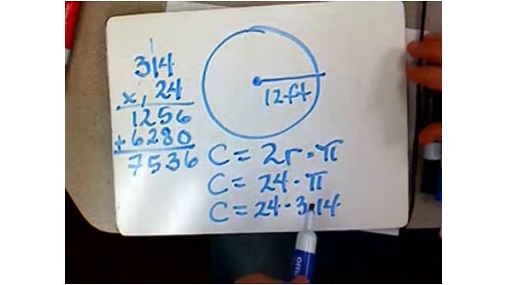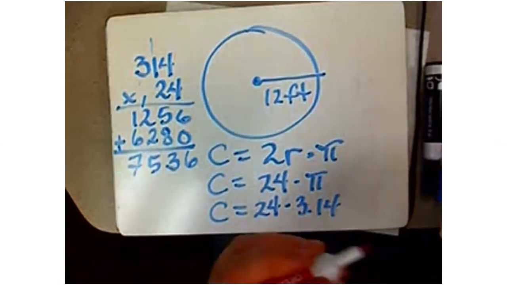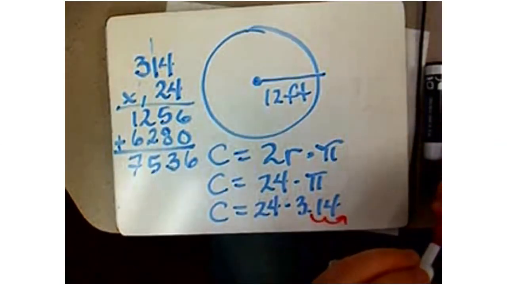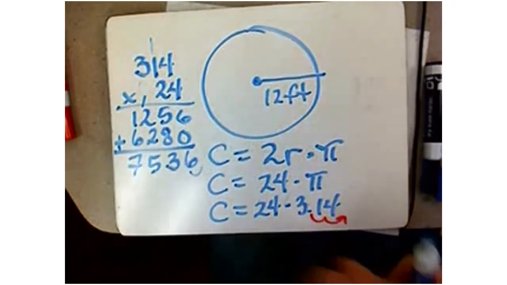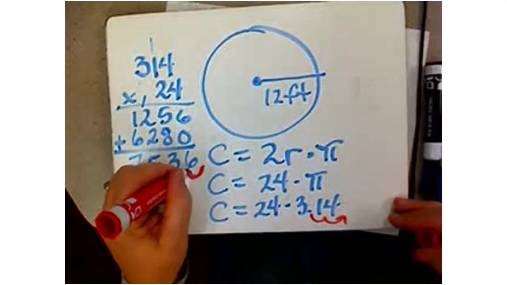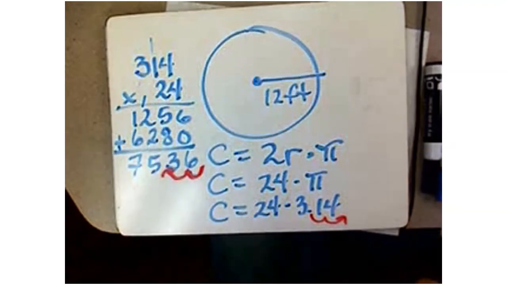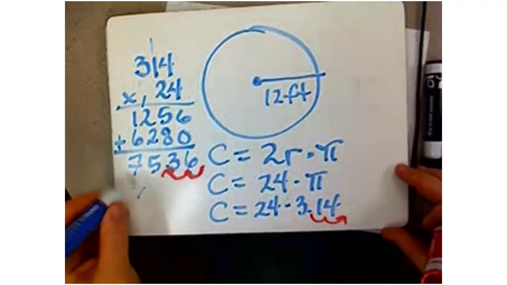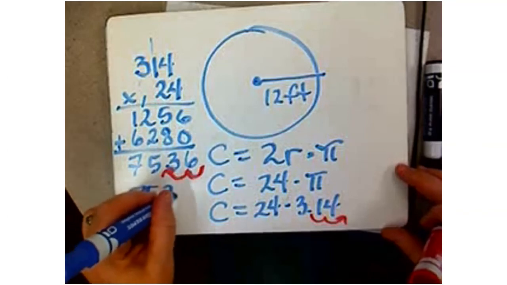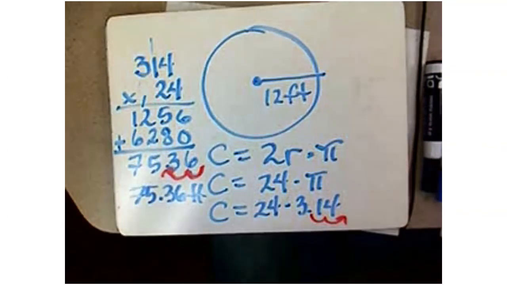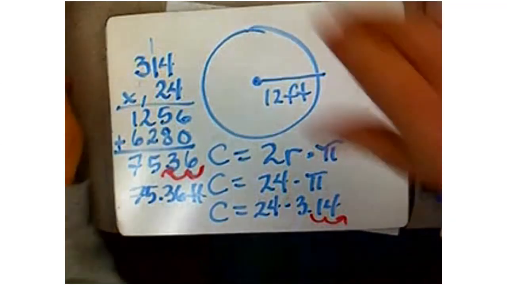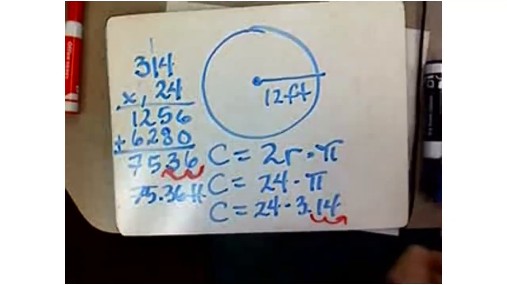And then remember that you had 2 places to the right of the decimal on that 3.14. So you're going to need to move 2 places in from the right on your product to get your final answer of 75.36 feet, or 75 and 36/100ths. So you'll have to practice using your decimal multiplication, finding the circumference of a circle, and then you'll also find the area.